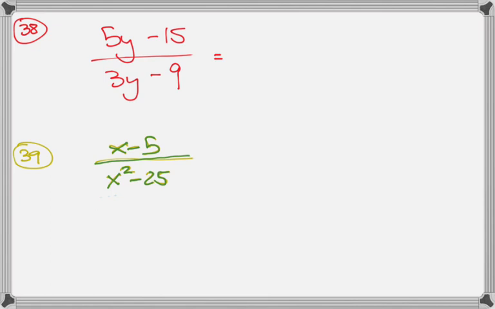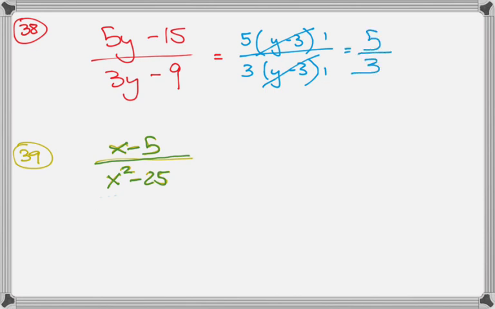5y minus 15, how do you factor it? Factor out a 5, and you have a y minus 3. GCF, that's all you can do. The denominator factors into a 3 times y minus 3. So now you go ahead, the common factor reduces to 1. And the answer here is 5/3. It's not hard, I hope.